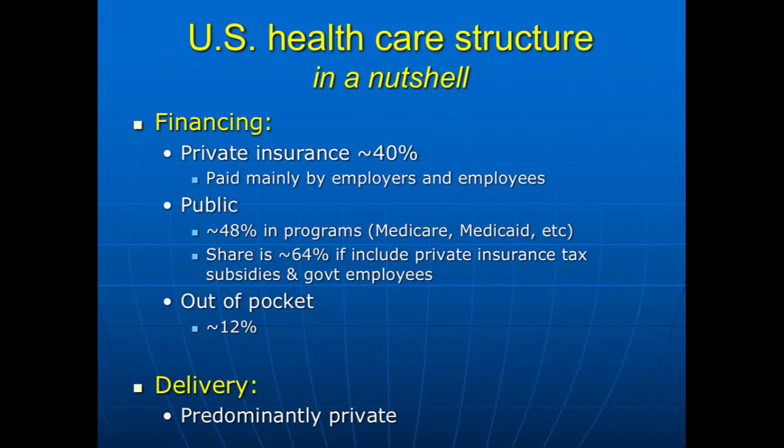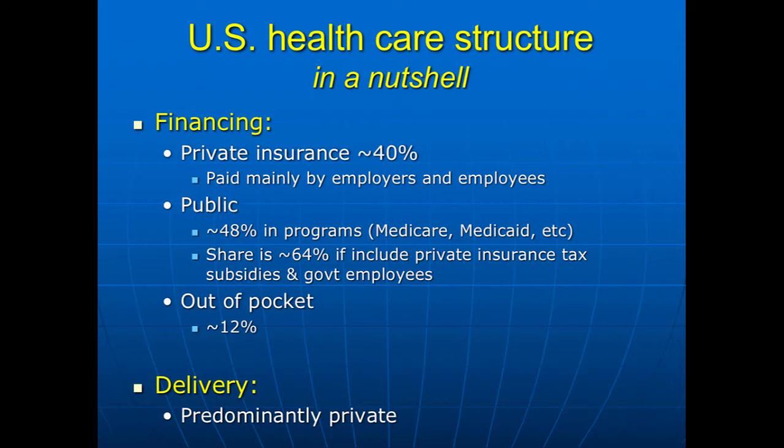We start with a high-level snapshot of financing and delivery. The U.S. has a mixed system with large private and public roles. On the financing side, private insurance covers a bit less than half of all healthcare. This is paid by employers and employees through premium contributions. On the public side, official programs like Medicare for the elderly and long-term disabled, Medicaid for the poor, and many other programs for specific populations pay for about 48% of care.